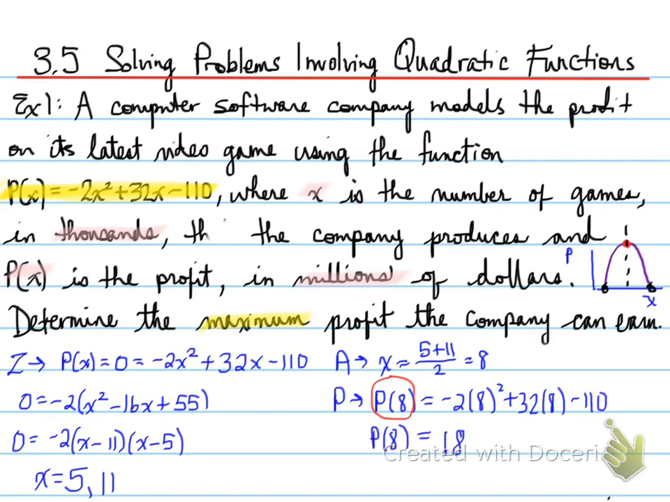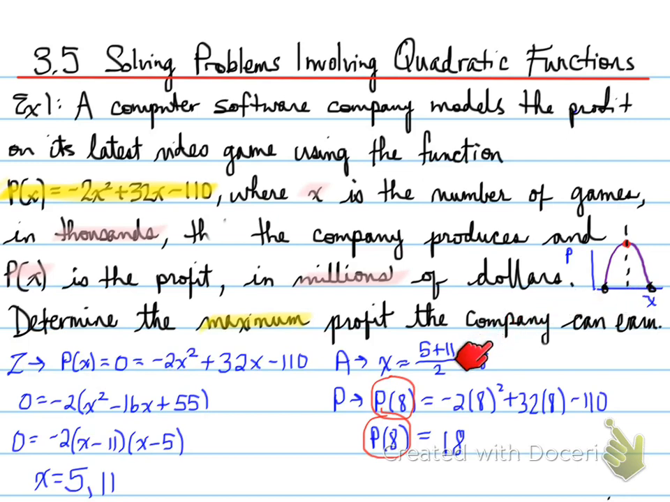Which means that P at 8 is equal to 18. That is, our Y value is 18, so our highest profit is 18. 18 what, folks? That's right, 18 million. So at 5,000 games and 11,000 games, that would be these values down here. Those are the break-even points.